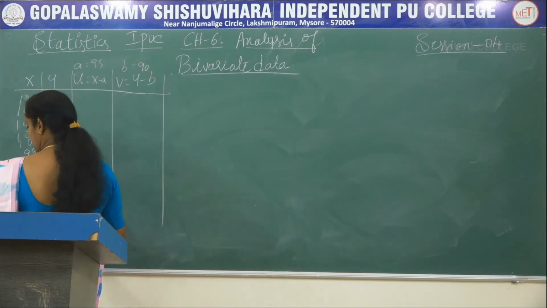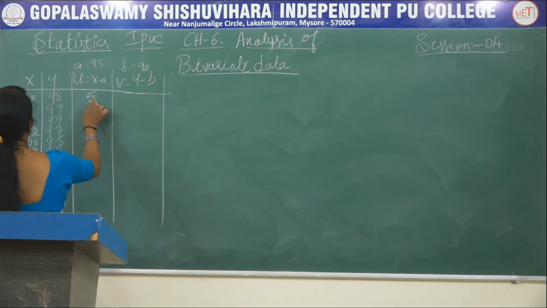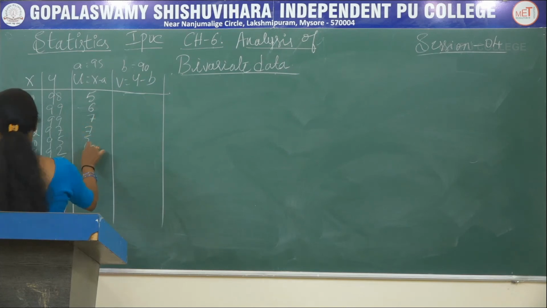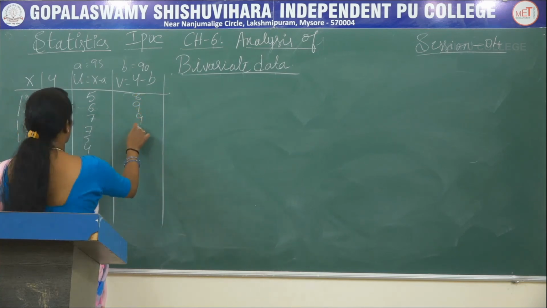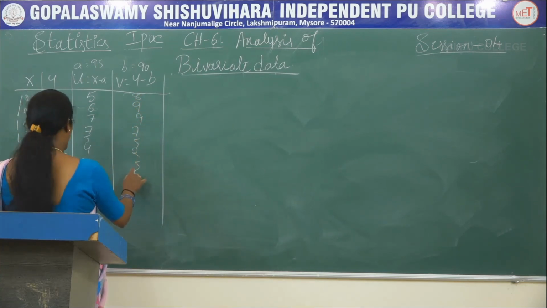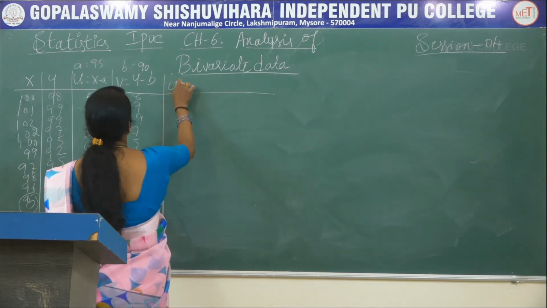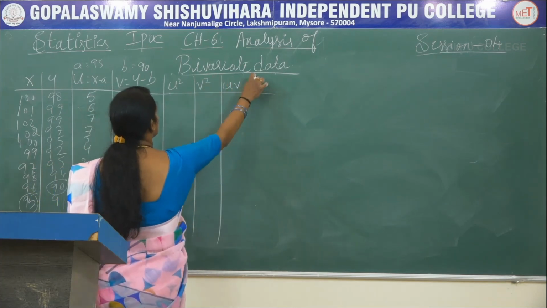So after deviation the values are minus 5, minus 6, 5, 6, 7, 7, 5, 4, 2, 3, 1, 0, and for v 8, 9, 9, 7, 5, 2, 5, 4, 0, 1. Next steps will be same, u square, v square, u into v.